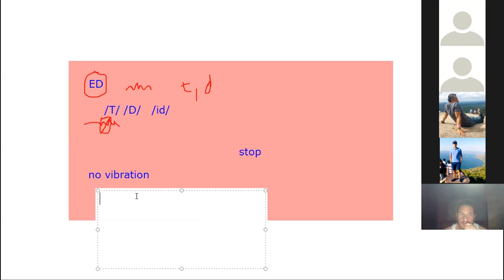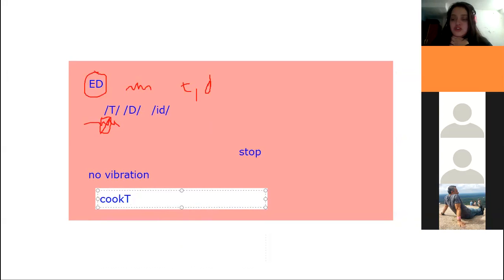What about the verb? The verb cook, how would you pronounce it? Cook. Cooked. With a T. Yeah. Right, because no vibration. No vibration, so cooked is the past. Cooked. Right, cook. Very good. Cooked.